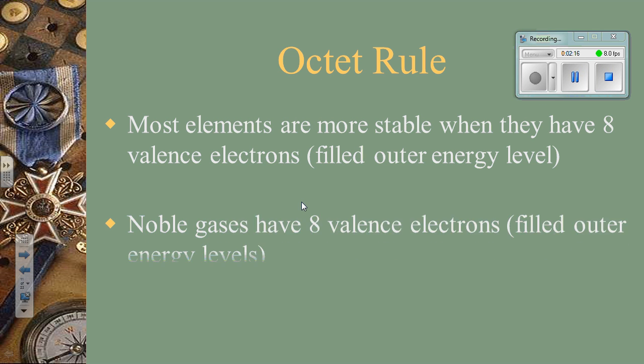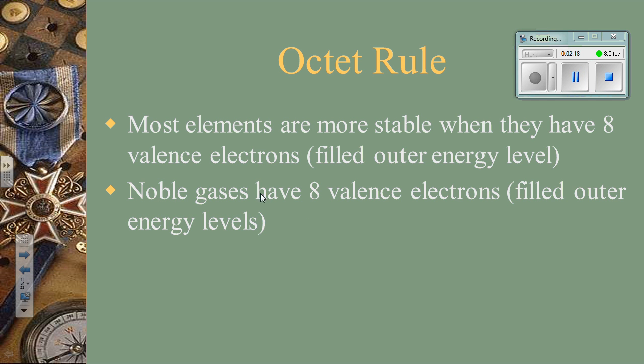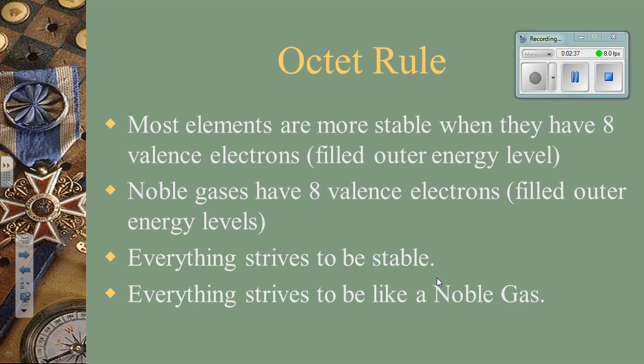and in nature, things want to be more stable. The noble gases already have 8 valence electrons, with the exception of helium, which we'll talk about later. So they are already stable. They tend to not react with anything because they're already stable. So everything on the periodic table is going to strive to be stable. We don't want to try to give it human characteristics, but everything wants stability. And so everything wants to be like a noble gas.